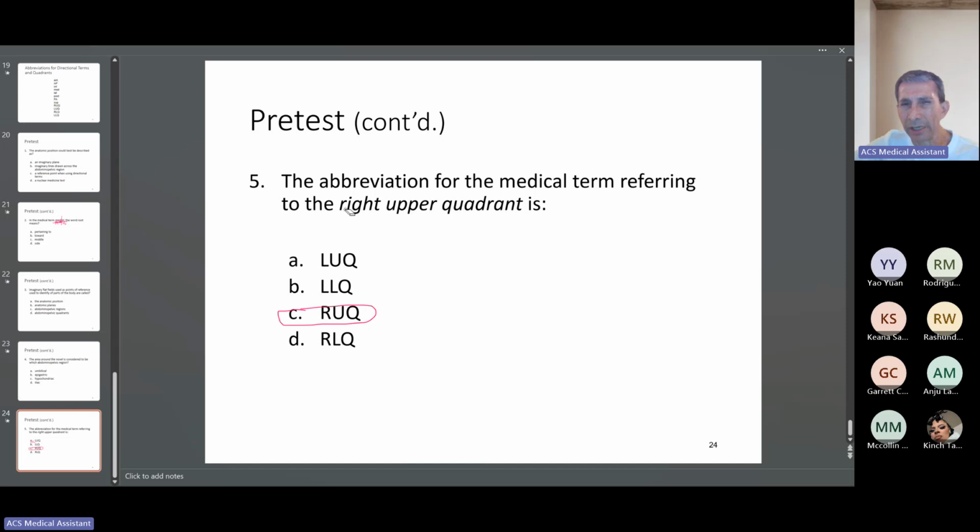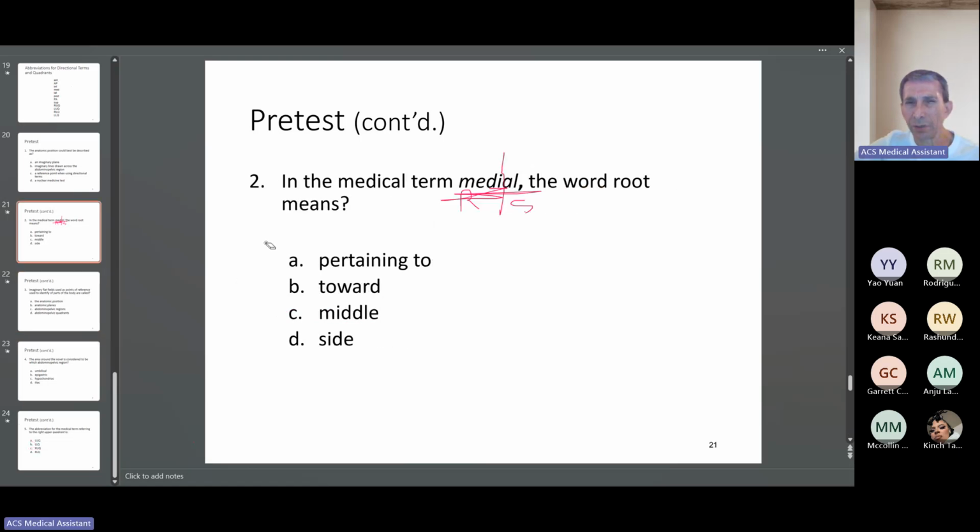See, they give you all the letters. R, right, U, upper, Q, quadrant. So it should be no issue for you to get these answers. Kind of nice, right?